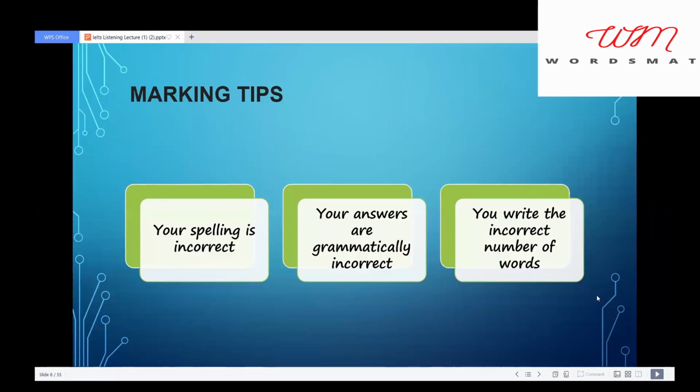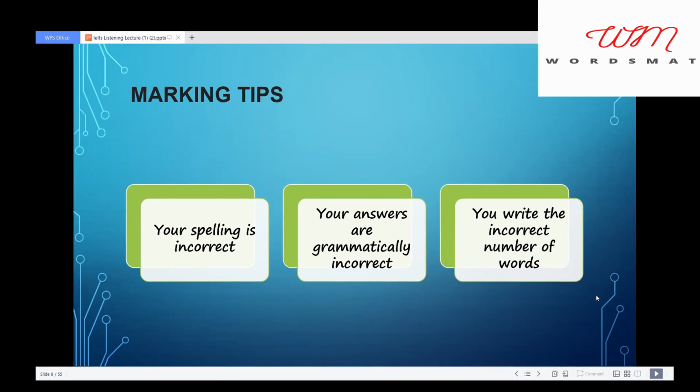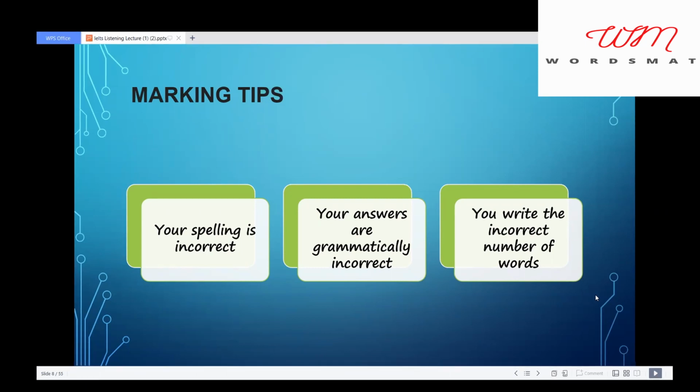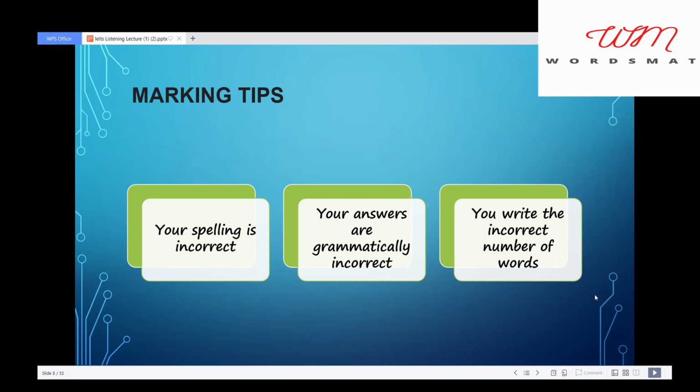Now, I would love to share the marking tips with all of you. Number one, if your spelling is incorrect, you will not get any mark. Number two, if your answers are grammatically incorrect, again, you will lose your marks. Finally, if you write the incorrect number of words, you are not going to get any mark. So pay attention. Your spelling must be correct, your answers must be grammatically correct, and you must follow the instruction with regard to the number of words.